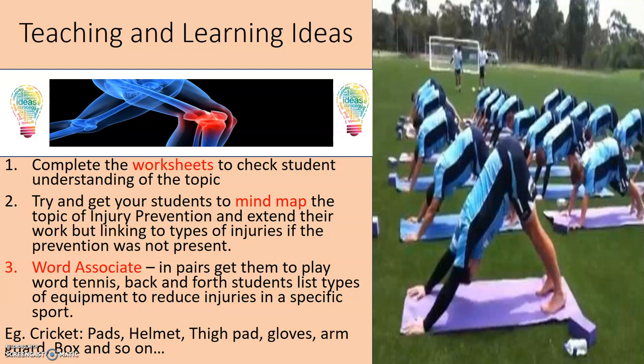So for example, you might put the topic of cricket up on the board as a picture. Then the students have to think about words, or pieces of equipment, that can prevent injuries. That could be cricket pads, followed by helmet, followed by thigh pad, followed by gloves, followed by the arm guard, followed by the box, and so on, until one person can't answer anymore. That word association game is quite useful for the students, because they really have to think deeply, without looking back at their notes, about what types of equipment are available for the prevention of injury.